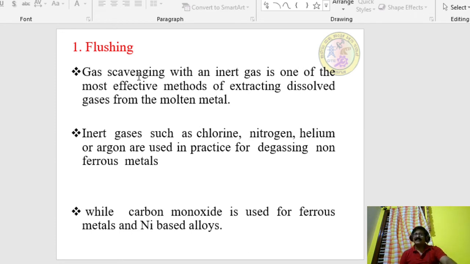Gas scavenging with an inert gas is one of the most effective methods of extracting dissolved gases from the molten metal. Generally, gases such as chlorine, nitrogen, helium or argon are used in practice for degassing non-ferrous metals, while carbon monoxide is generally used for ferrous metals and nickel base alloys.